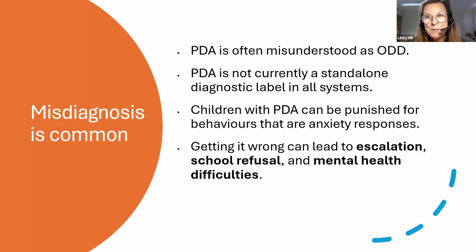Misdiagnosis is very common. I tend to see an ODD diagnosis and then it becomes a PDA diagnosis. But PDA is often as misunderstood as ODD, and it's not currently a standalone diagnostic label. So at the moment, you have to have an autism diagnosis first. That may be changing. Children with PDA can be punished for behaviours that are actually anxiety responses. We don't punish a child for panicking, do we? We help them, we support them. And getting it wrong can lead to escalation, to school refusal and mental health difficulties.